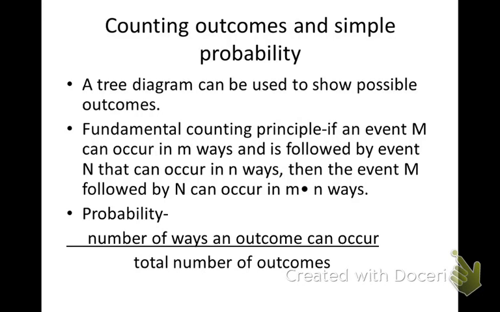So today we're going to talk about counting outcomes and trying to find out all the outcomes you can get in a situation, and then simple probability. One of the ways to find all the outcomes is to make a tree diagram to show possibilities, so you should be able to read one and know how to make one.